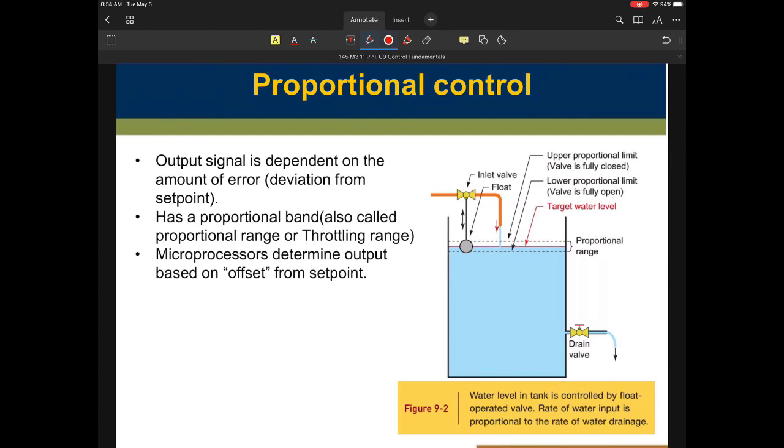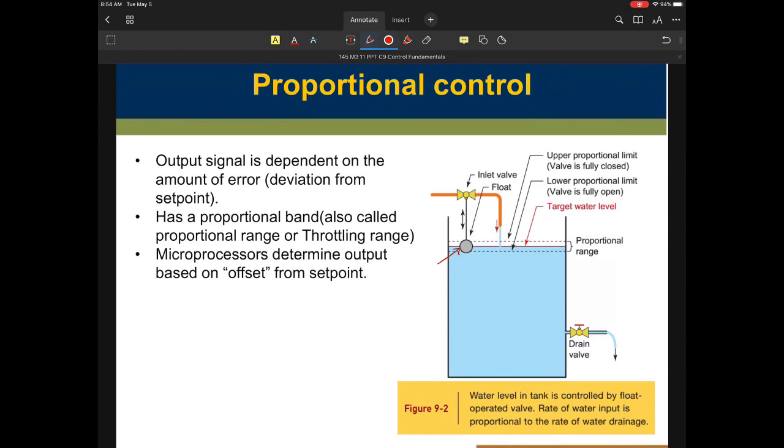All right. In Figure 9-2 out of your textbook, there was a picture that showed a type of control called proportional control. Now, this is a simple control, and I'm going to show you a couple of examples of this. The first one we deal with is where the output signal of that system will be dependent upon the error away from set point, what I would call your deviation from set point.